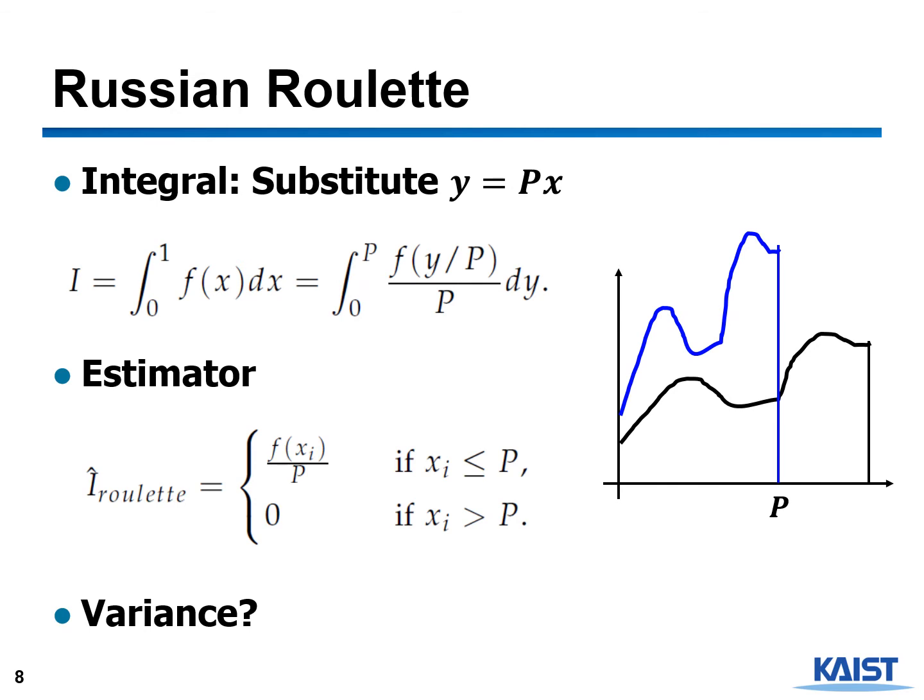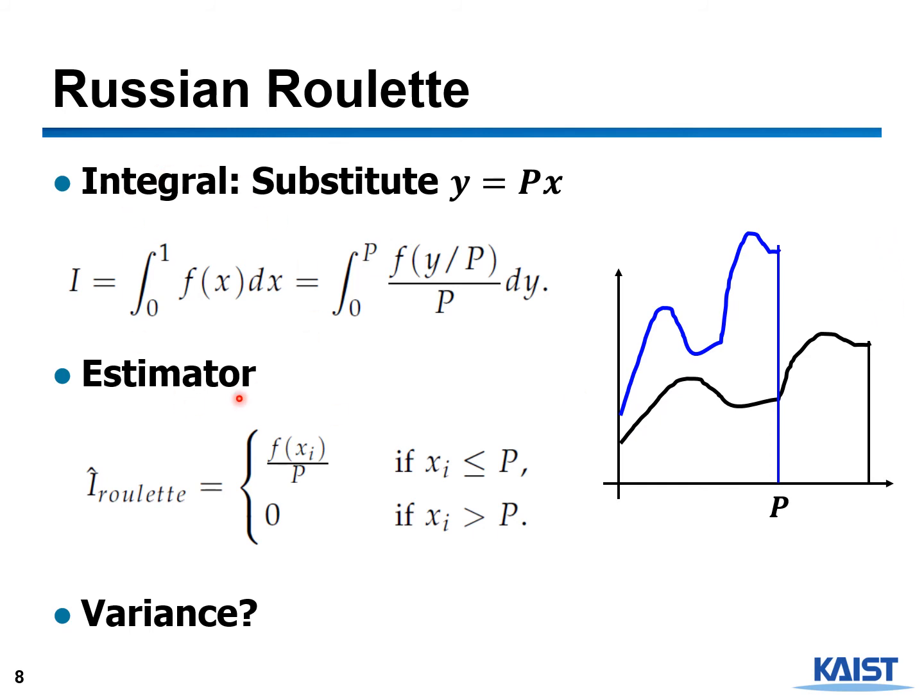To terminate this infinite recursive process, we typically use Russian roulette. Suppose that we want to compute this integration. We need to integrate the function f of x in the range of 0 to 1. We can visualize this function as shown here: this is 0 to 1, and the function f of x is this black curve.